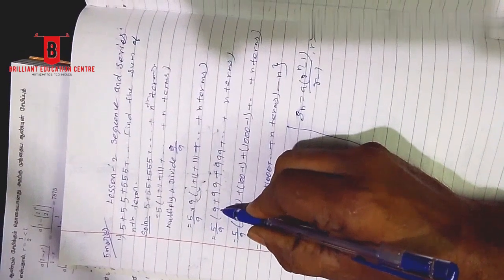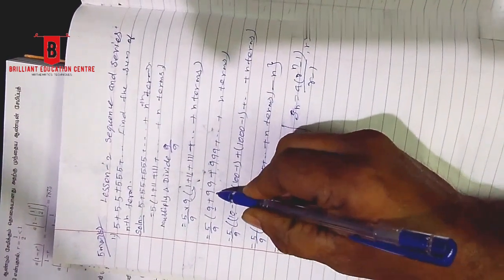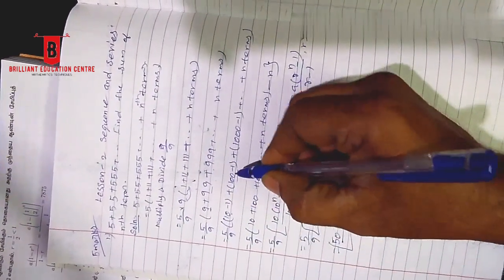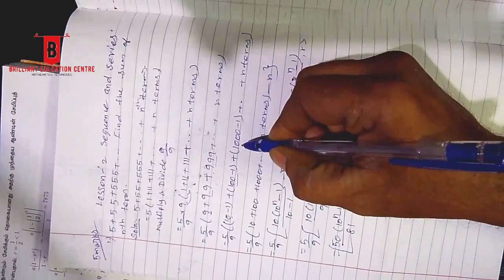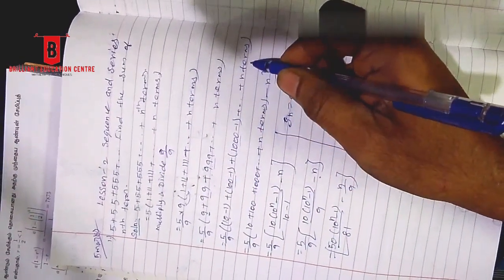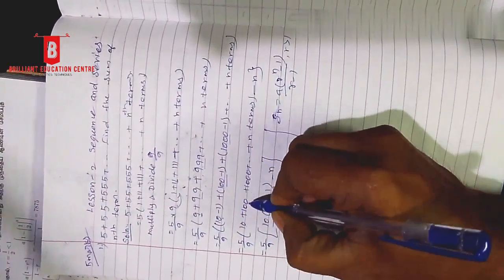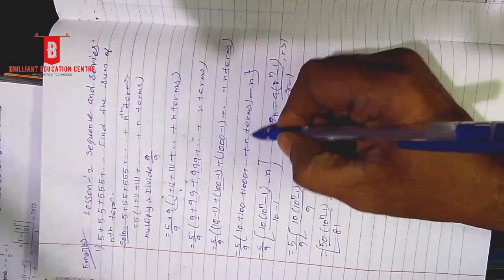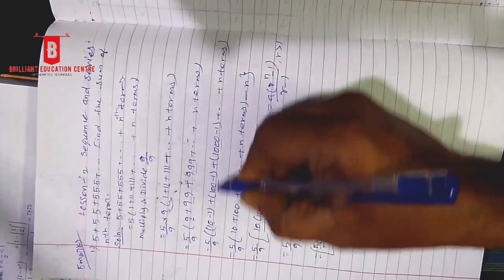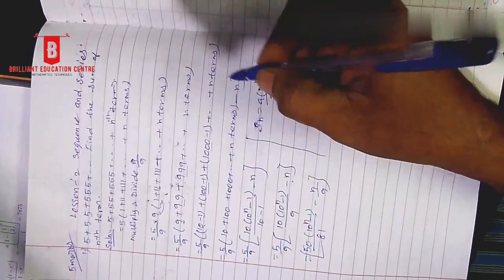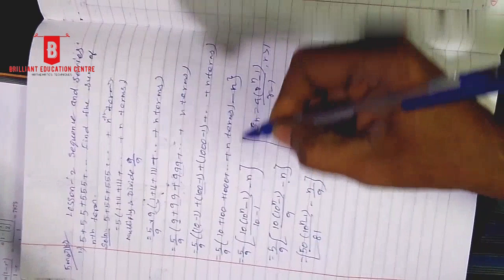5 by 9, 9 means 10 minus 1, 99 means 100 minus 1, 999 means 1000 minus 1 plus dot dot nth term. 5 by 9, first 10 plus 100 plus 1000 plus dot dot nth term, minus 1 minus 1 minus 1, that is minus n.